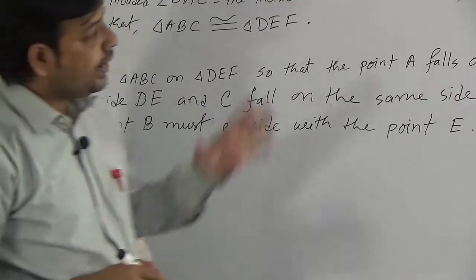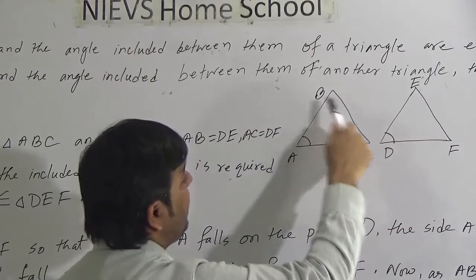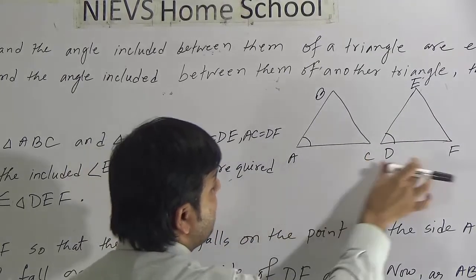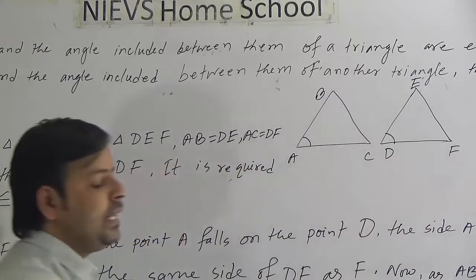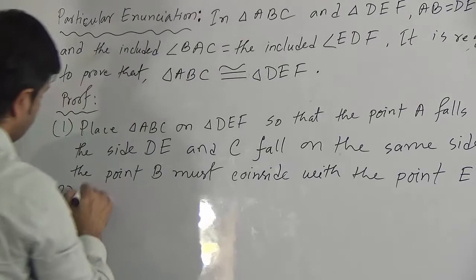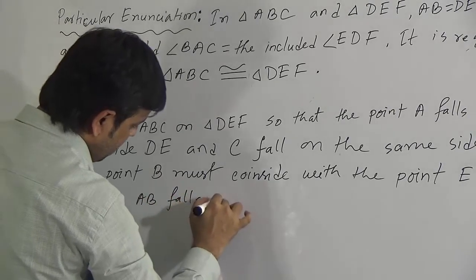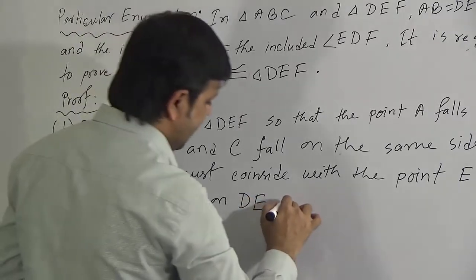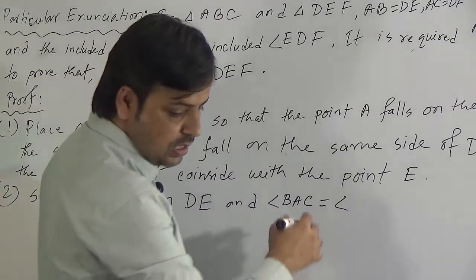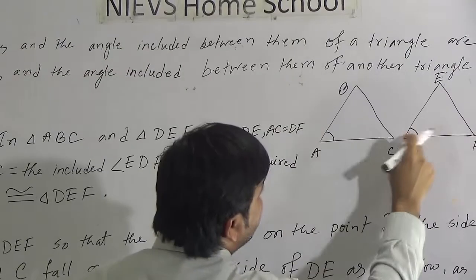Step 2. What is step 2? In case of step 2, we can say AB falls along the side DE and angle BAC is equal to angle EDF. So AC must fall on DF. So we can write again, since AB falls on DE and angle BAC is equal to angle EDF.